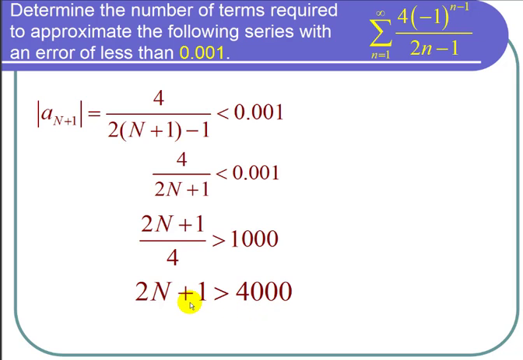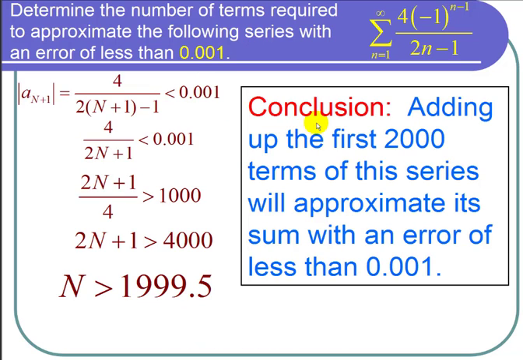And then just subtract 1 and divide by 2, and I get that n needs to be greater than 1,999.5. So let's let n be 2,000, and then we'll be ensured that our error is smaller than 0.001. So I can conclude that adding up the first 2,000 terms of this series will approximate its sum with an error of less than 0.001.